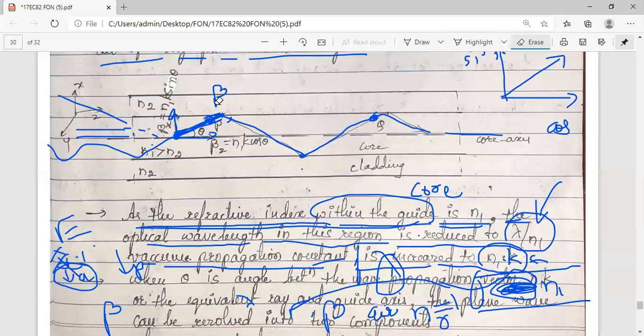So if I take this wave which is traveling here as the wave vector, because we are resolving this vector, and say this is beta, its value can be resolved into two components. One is horizontal, which is N1 into K cos theta.